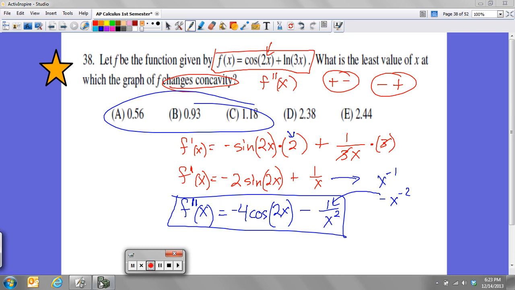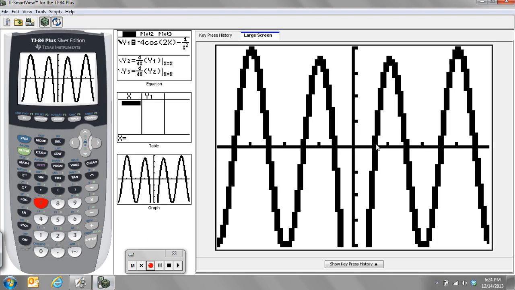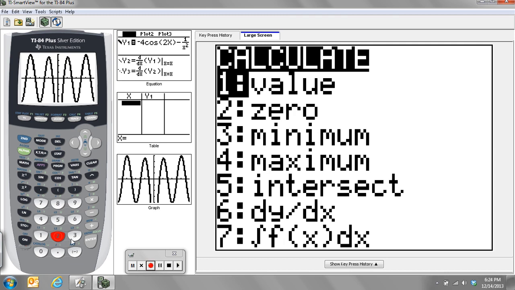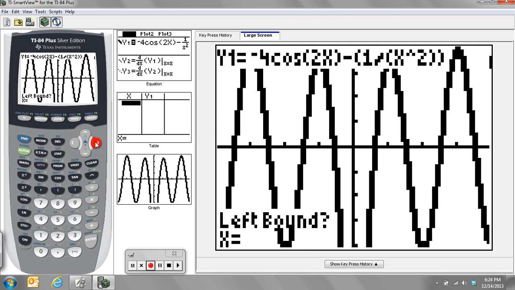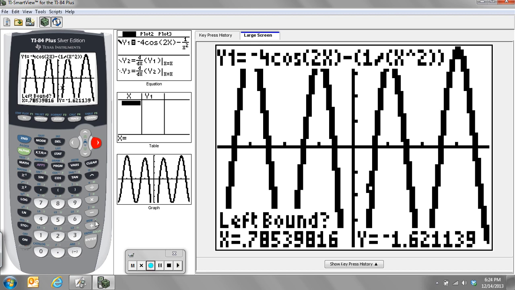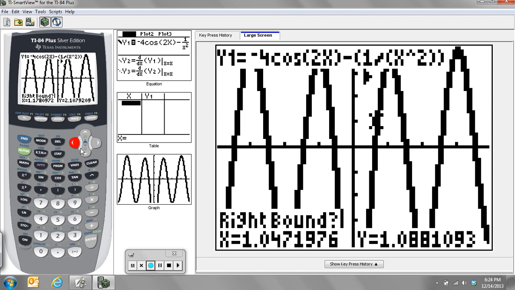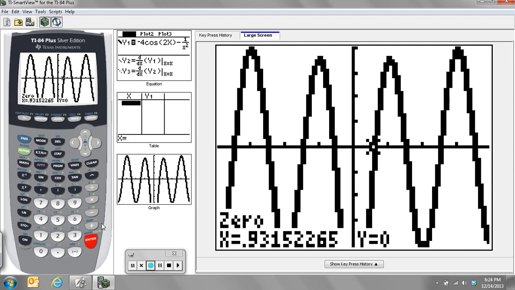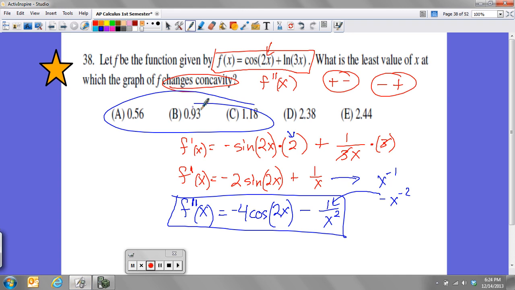So whenever I graph this, I'm going to look for somewhere around 0.5, 0.9, because that's what I see right here on the graph. I just need to find the x value, and I'm done. So second calc, it's going to be the zero of the function because we're looking for those x-intercepts. I'm going to get as close as I can to that zero on the left side, and then I want my right boundary, so get on the right side of that point. Then for the guess, I could just press enter, or I could guess somewhere close to what I think the x-intercept is. So I get 0.931. From my choices, B is going to be my answer for 38.